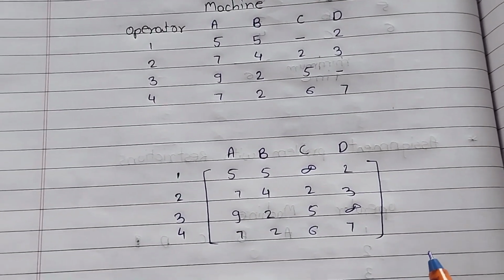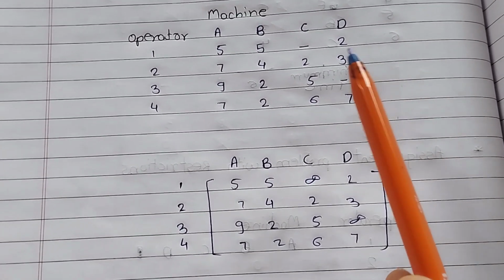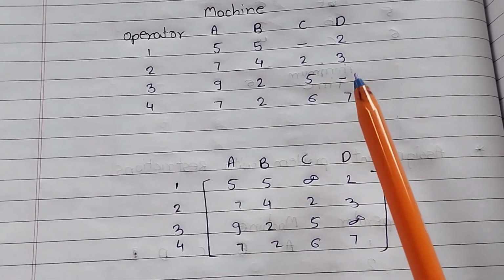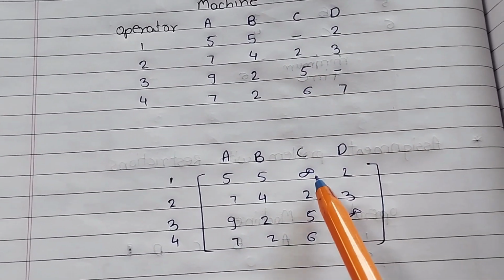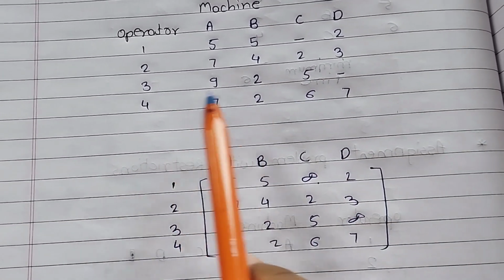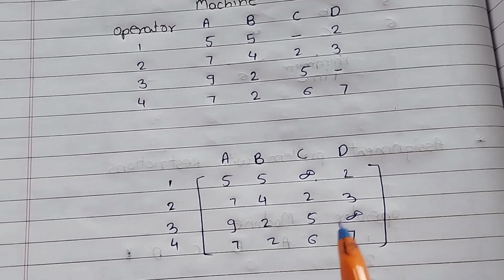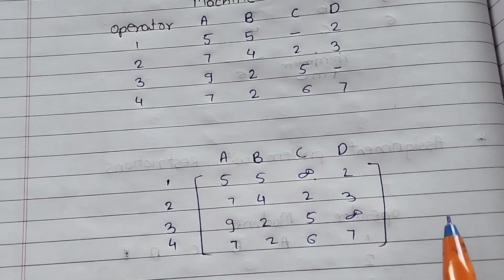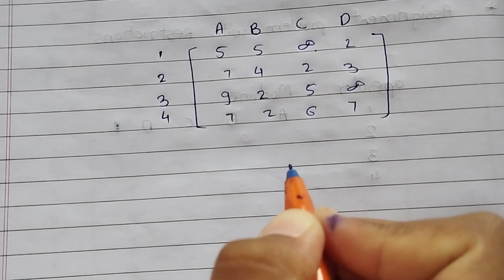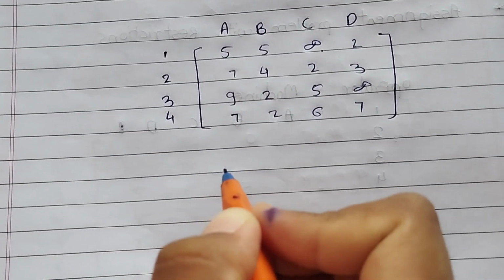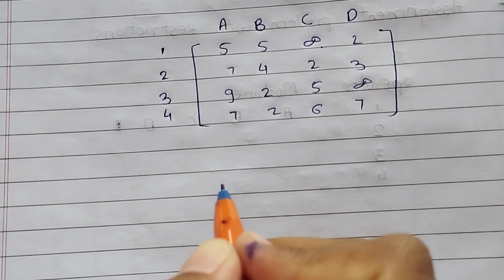So the first step: write infinity where the restrictions occur. Here 1 and C has a restriction, so we write infinity there, and 3 and D has a restriction, so we write infinity there again. Now the remaining process is the same. In this example we want to find the minimum value.